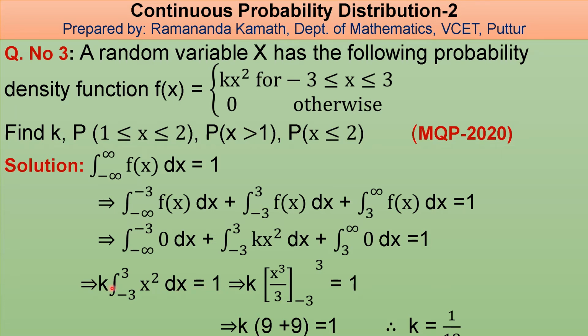And integration of x square is x cube by 3. So k into difference of that x cube by 3 at the upper limit 3, at the lower limit -3, which will be equal to 1. K into putting x as the upper limit, 3 cube, 27 by 3 means 9, minus putting x as the lower limit -3, -3 cube is -27, by 3 is -9. So minus of -9 will be +9. K into 9 plus 9 is 1, k into 18 is 1, or k will be equal to 1 by 18.